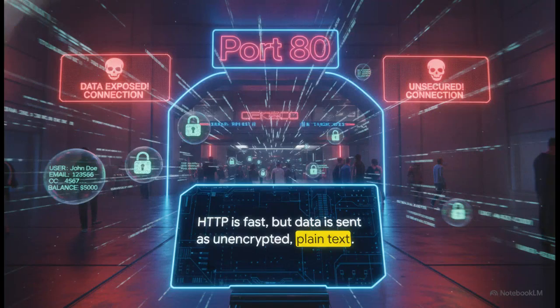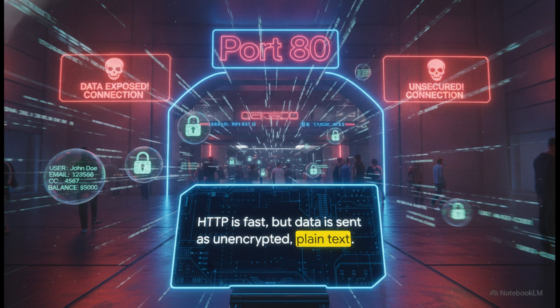Right behind door number 80 lives HTTP, the Hypertext Transfer Protocol. Now, HTTP is great for a few reasons, mainly because it's incredibly fast and gets you your web pages almost instantly, but it has one massive vulnerability. Everything is sent as unencrypted plain text. Just imagine standing in a crowded public lobby and shouting out your passwords, your credit card numbers, private messages for everyone to hear. Anyone intercepting traffic in this lobby can read your data like it's a wide-open postcard.